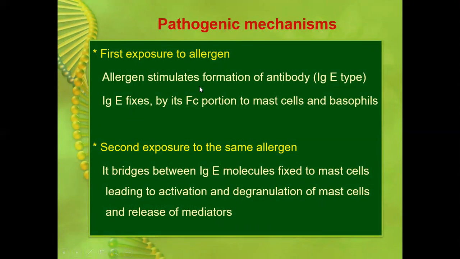The mechanism in type 1 reaction is first exposure to allergen. Here the allergen is nothing but antigen. So this allergen stimulates the formation of antibody, that is IgE type antibody. This IgE fixes by its Fc portion to mast cells and basophils. And then on the second exposure to the same antigen, it bridges a bond between immunoglobulin E molecules fixed to mast cells. And this leads to the activation and degranulation of mast cells and releases the mediators.